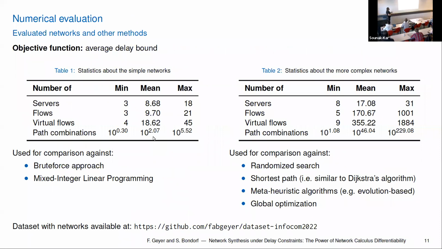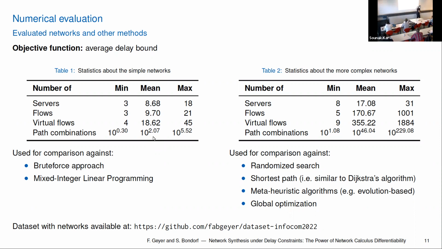There are some numbers about our evaluation set. So we went for a maximum of 18 servers and 21 flows, with 45 virtual flows. So you see a bit more than, on average, 2 virtual paths to choose from. And these are then the overall path combinations. I told you they explode. So quite big numbers, up to 10 to the power of 5.52. That's what we call the simple networks.